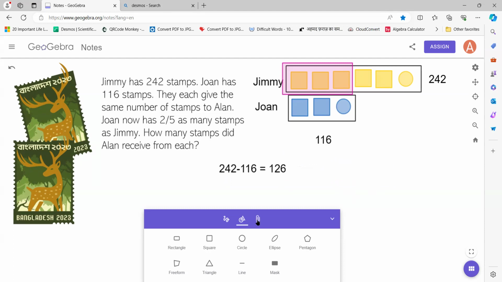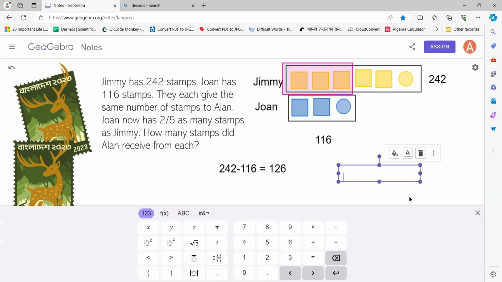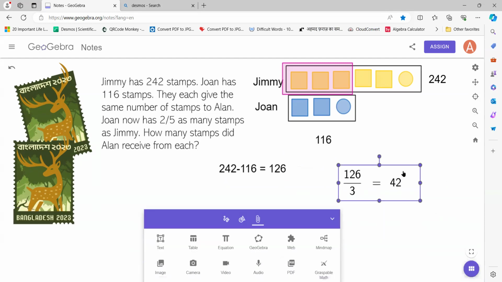If three squares are worth 126, one square must be worth 126 divided by 3, which turns out to be 42. Each square must be worth 42. I would like to know how many stamps were given by Joan. It's the same number that was given by Jimmy. How do I find that? Take a look at this one. This is 42, this is 42, and the whole thing is 116. So I'm going to take 116, subtract 42 twice, and that will give me the value of the circle.